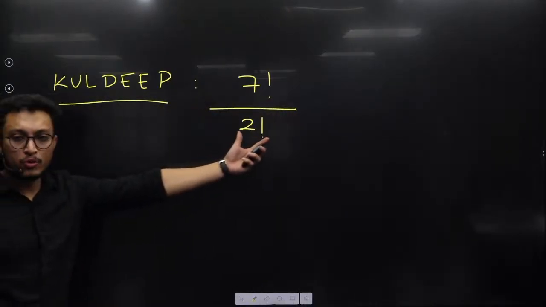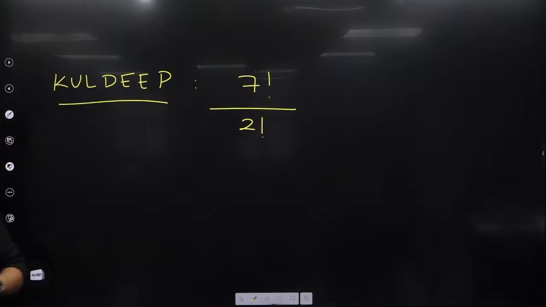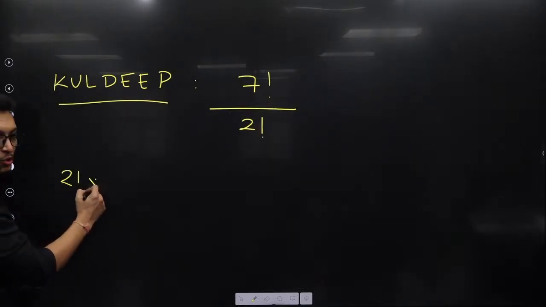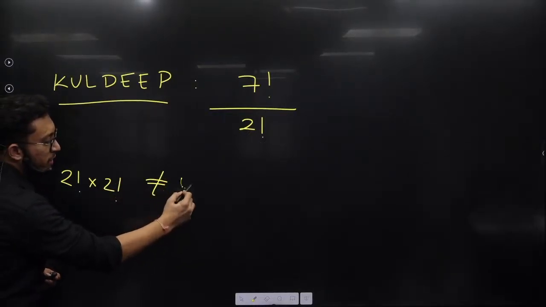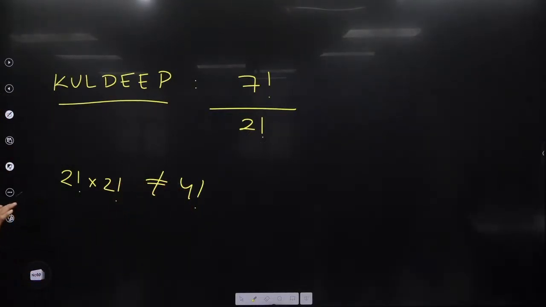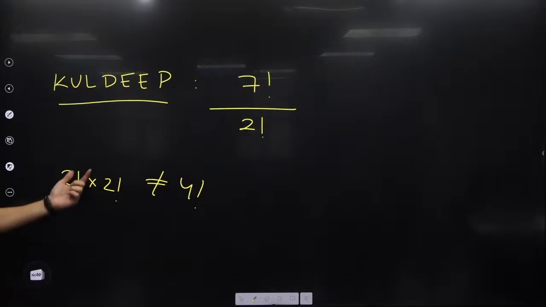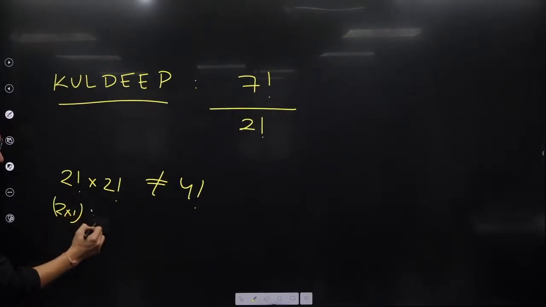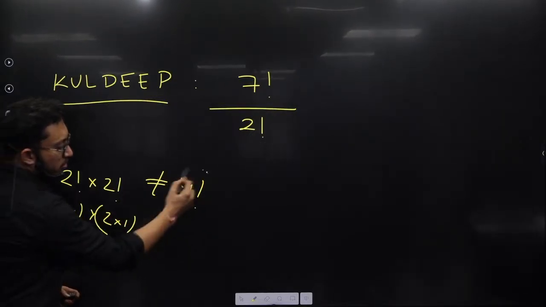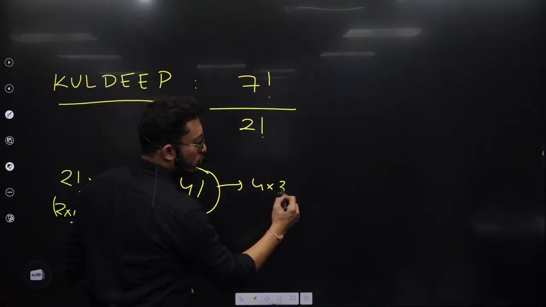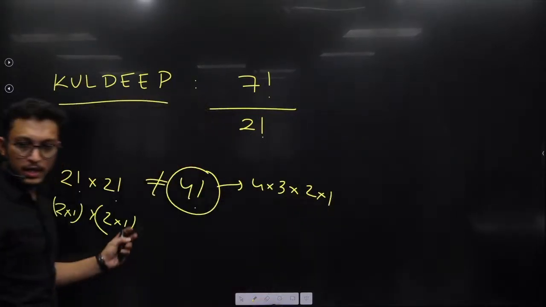हाँ ये मल्टीप्लाई हो रहा है जो नीचे है. And see one more thing, 2 factorial into 2 factorial, this is not 4 factorial. ये गलती मत करना. This is different है ना. This is not 2 into 2 equal to 4. This is factorial. Factorials and numbers are different. 2 factorial is 2 into 1. And this is 4 into 3 into 2 into 1. ये अलग अलग चीज है.